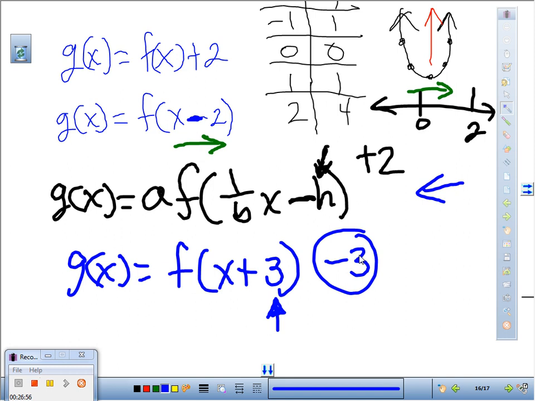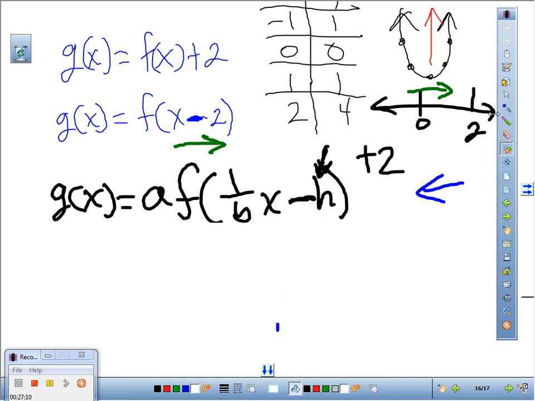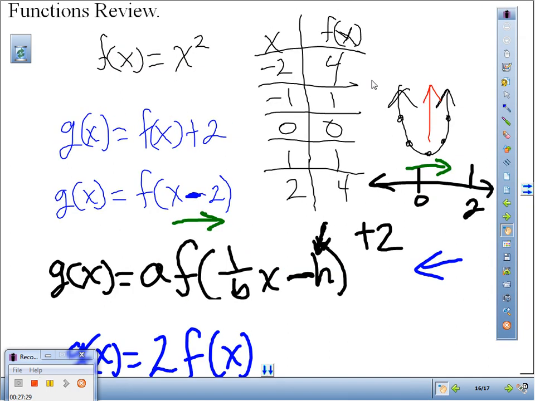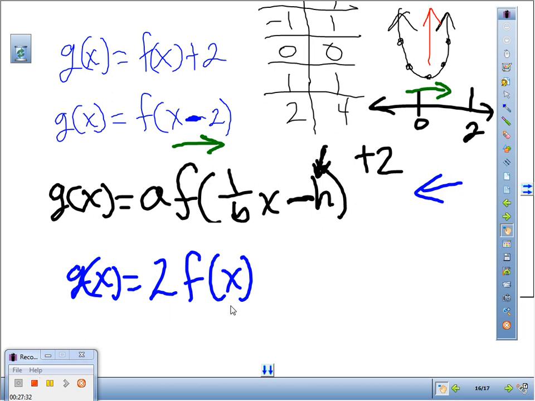Are we there so far? All right. From there, let me erase this. Focus, please. Next, I gave you the rule g of x equals 2f of x. f of x are all these numbers. Here they are. That's what f of x indicates. But this tells us to do something. Tell your neighbor, what does it tell us to do?